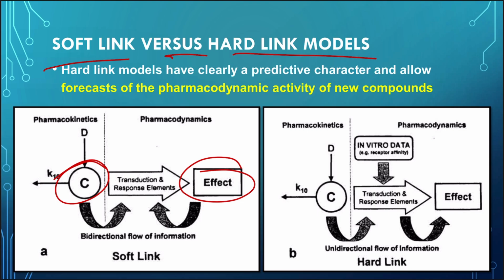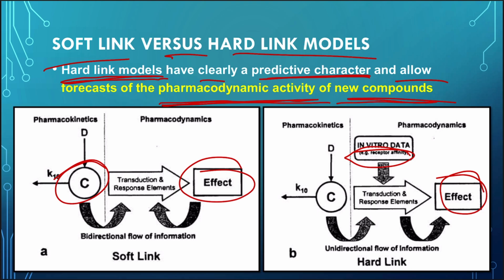So here we will take other data from the in vitro studies, like the receptor affinity, and other data, like the minimum inhibitory concentration in case of antibiotics. So these will be taken into consideration, and we will actually predict the effect here. That's the reason why we are saying that hard link models have a predictive character, and they allow the forecast of the pharmacodynamic activity of the new compounds.